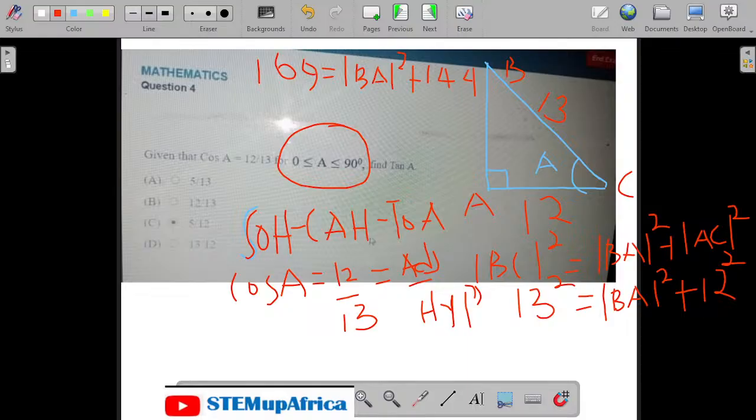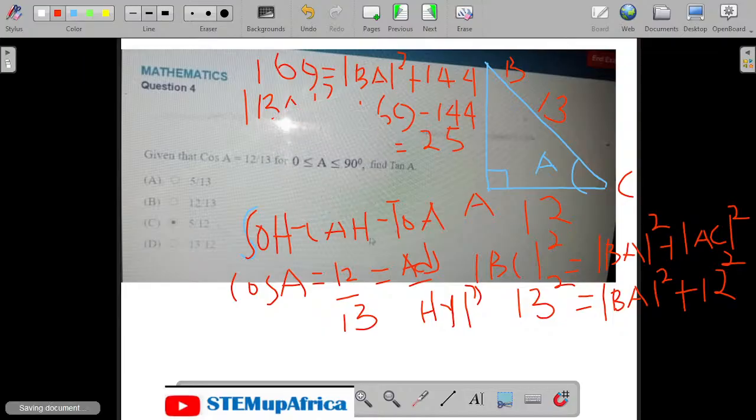So let's make BA squared the subject of the formula. My BA squared will give me 169 minus 144. That will give us 25. So what is now our BA? If BA squared is 25, what is BA itself? BA is the square root of 25, which is 5.